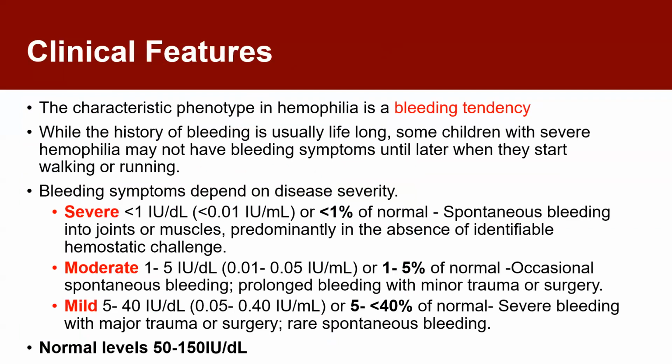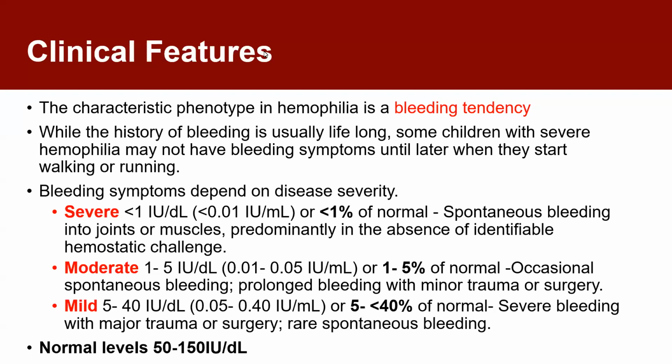So what are the clinical features for our patients? The characteristic phenotype in hemophilia is bleeding tendencies. Most of them are going to bleed either obviously, like an external bleed, maybe from a cut or a traumatic injury, or internally, maybe in a joint or in the abdomen or in the head.